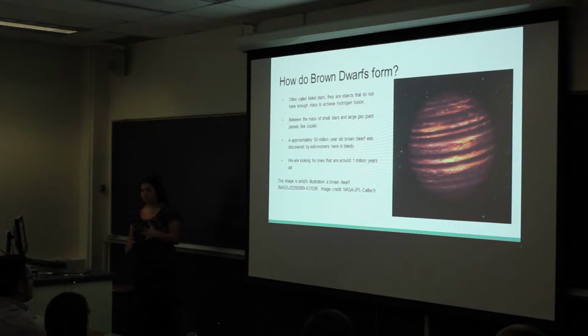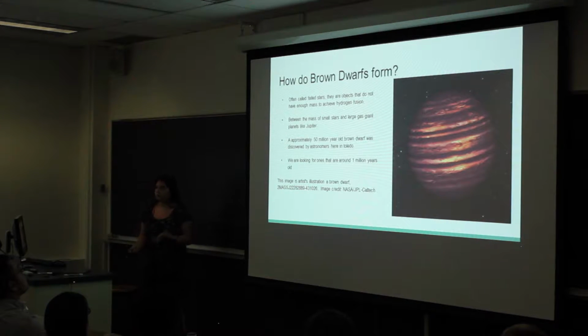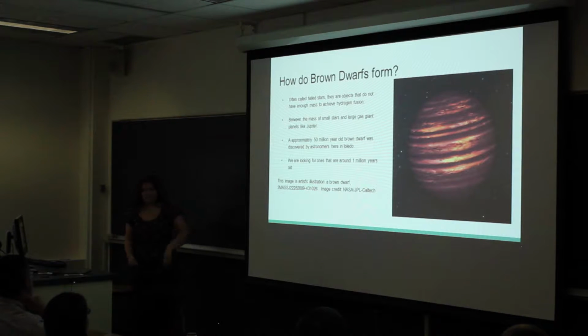And these objects are between the masses of large Jupiter-like planets and small stars. So they would be out past the M stars in this chart. And right here at the University of Toledo, a few months ago, a group found a brown dwarf that was approximately 50 million years old, which was a fairly important discovery because it was a very small, free-floating brown dwarf, which is rare.